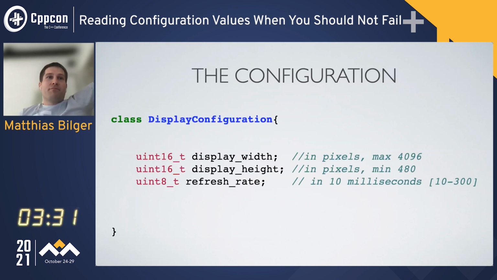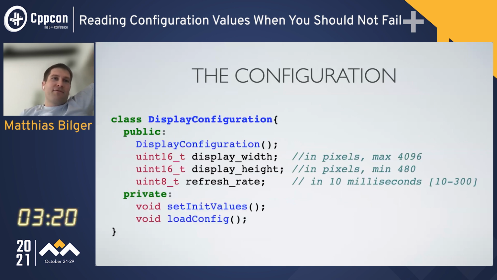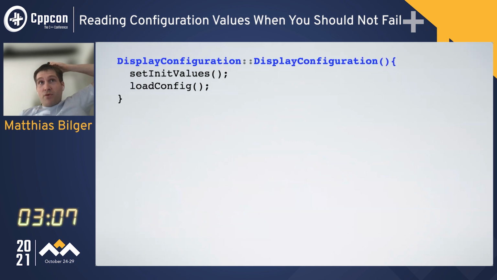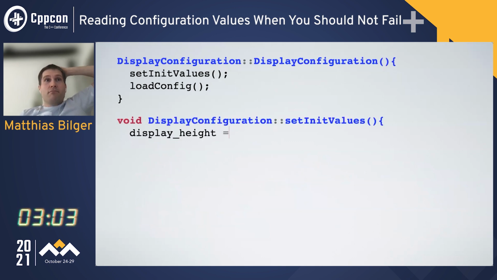Now we want to have some configuration, for example, display, and you see there is some useful information in the comments. But okay, let's have some initialization stuff. Here you see this set init values and load config. That's already confusing. In the constructor, first it sets init values and then loads the config. So what does set init value do?